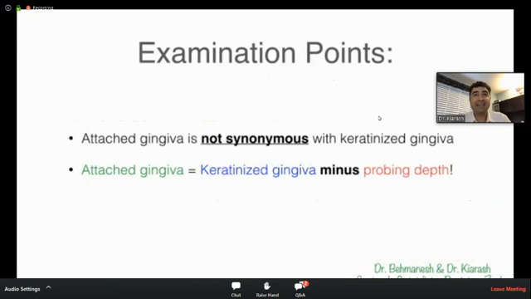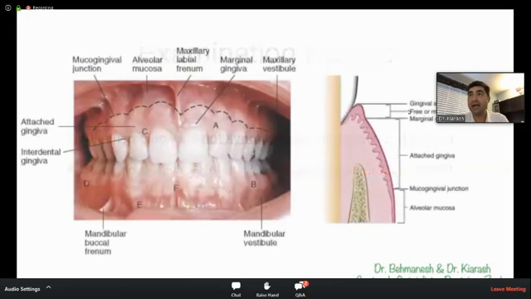So this concept of attached gingiva is not synonymous with keratinized gingiva. Attached gingiva is keratinized gingiva minus the area which is probable. So what does that mean? If we're looking at an area where this is the gingival margin and it comes all the way down to the mucogingival junction, this is all keratinized gingiva when you look from the outside. But when you use a probing depth and you come down, if theoretically your probe depth would end somewhere over here, that means your keratinized gingiva from here up is non-attached. So the only thing left attached is the part down here.